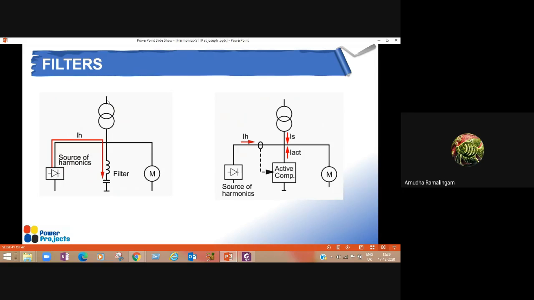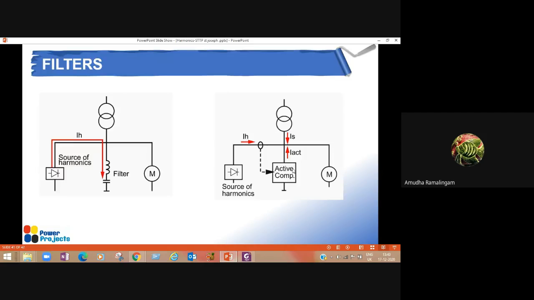Here, with the help of this diagram, you can understand better. Here you can see this is the source of harmonics, and if you employ a passive filter, the harmonic current will simply flow through this filter. It just gives a bypass for the flow of harmonic current. But if it is an active filter, for this harmonic current, it will inject a current which will be in phase opposition to this harmonic current, and finally the harmonic component will be cancelled and the source will be free from harmonics. Okay.